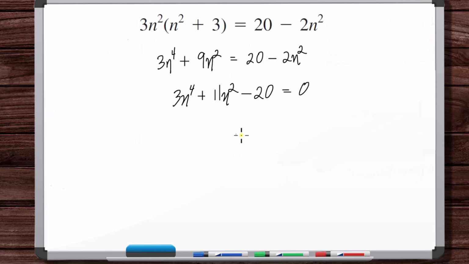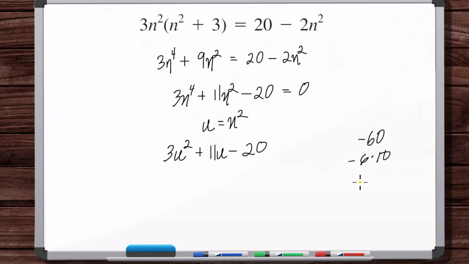Okay, so now let's factor this, and what we can do is say that if u is equal to n squared, then this is 3u squared plus 11u minus 20. Okay, so 20 times minus 3 is minus 60. So we've got 6 times 10, 6 times 5 times 2, 3 times 2 times 5 times 2.